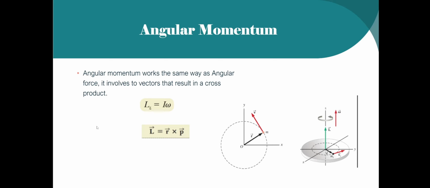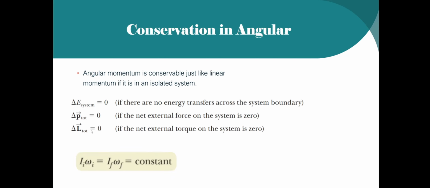Now there's a lot of fun things to do at home if you want to look at angular momentum, mainly the conservation of angular momentum. Angular momentum is conserved just like regular linear momentum if it's in an isolated system. So everything has to be in an isolated system. You can't have friction, you can't have those things taking place that steal energy away if you want it to be conserved.